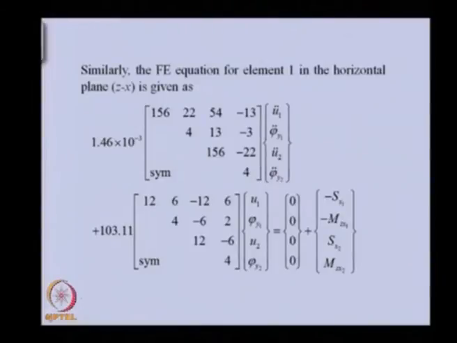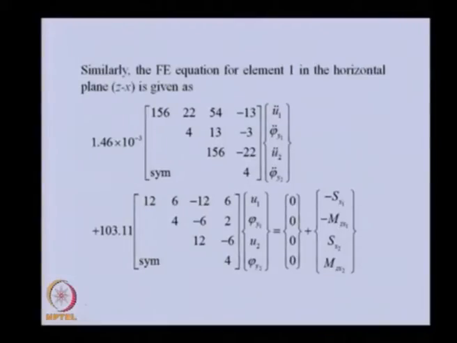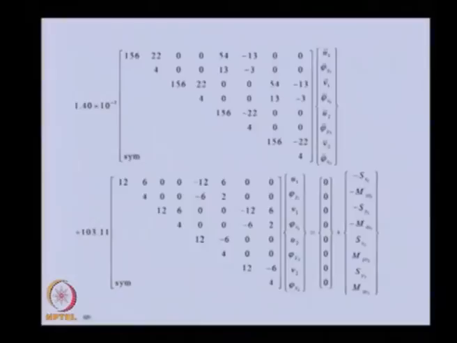This is again element 1, but in the YZ plane. This is the vertical plane. For element 1, this is the horizontal plane, the ZX plane. The mass and stiffness matrices are the same; only now you can see the change in the displacements. These correspond to displacements in the horizontal plane, and they can be combined. So this is the elemental equation for element 1 when we are considering both plane motions.